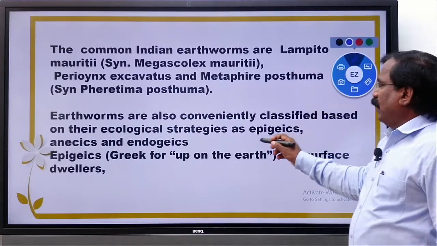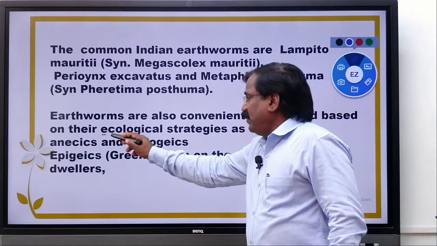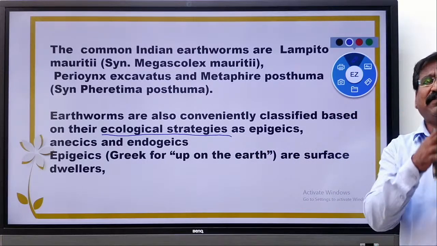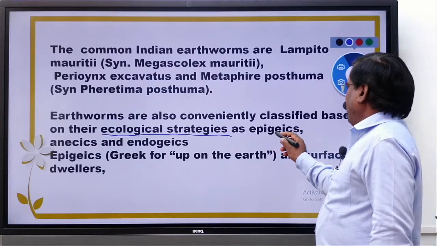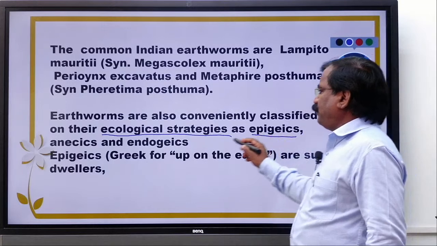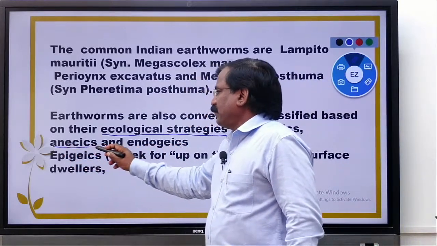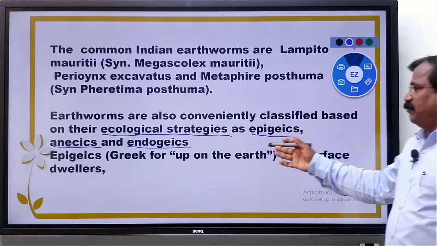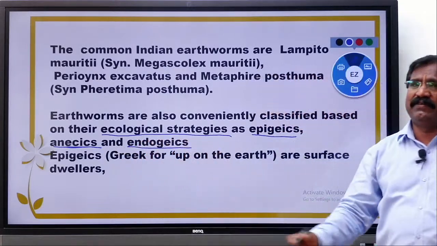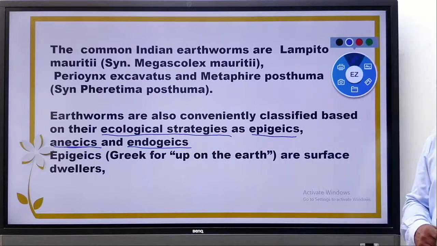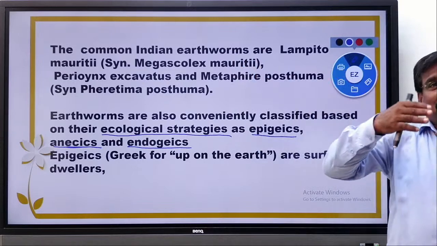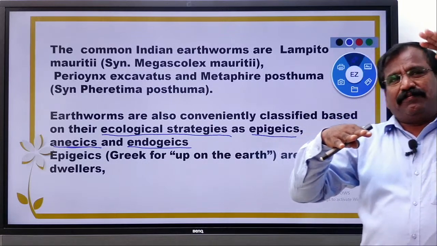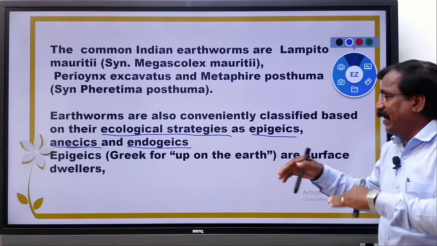So based on the ecological strategies, how are the earthworms divided? Earthworms are divided into three: epigeics, anecics and endogeics. Like epidermis, epi means the outermost. In the soil, epi is the outermost, anecic means a little in the middle, and endo means inside.